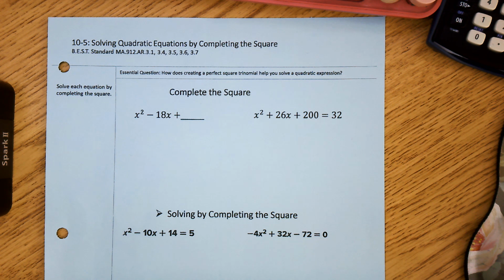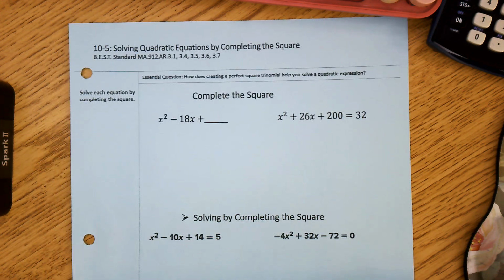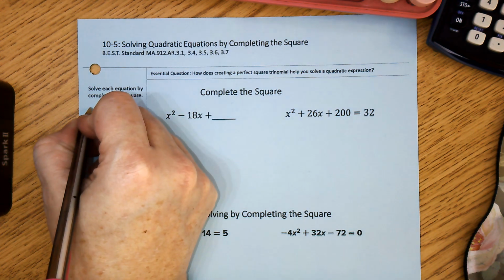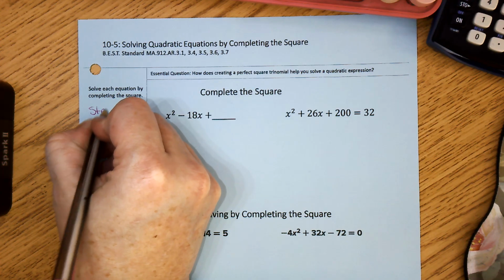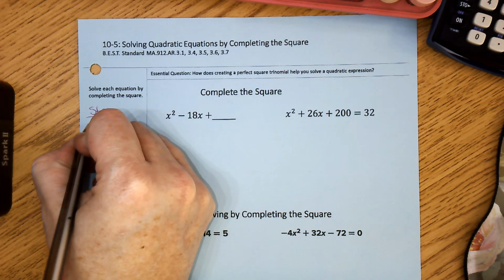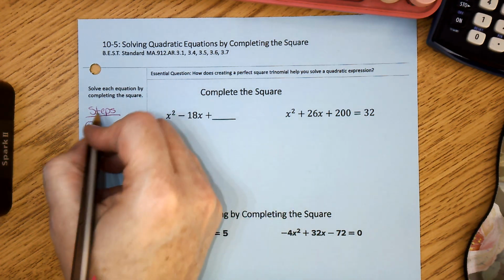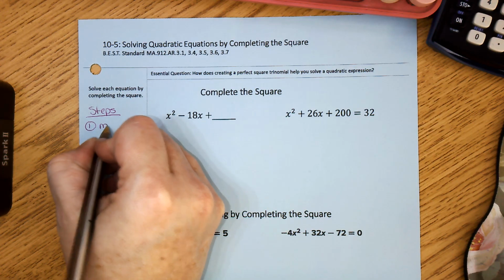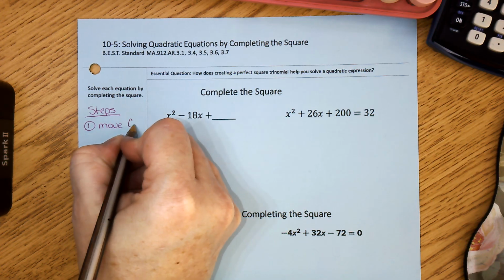All right, 10-5, solving quadratic equations by completing the square. We have 4 steps that we are going to follow. We're going to write our steps in our left-hand column. All right, so our steps. Step 1. If you have a C, move the C.